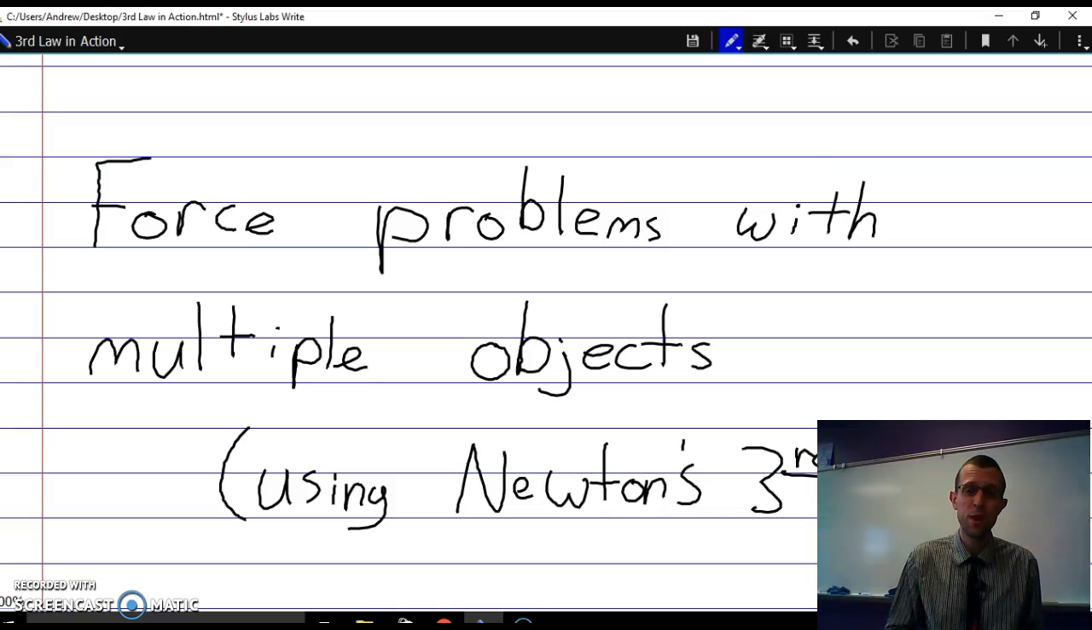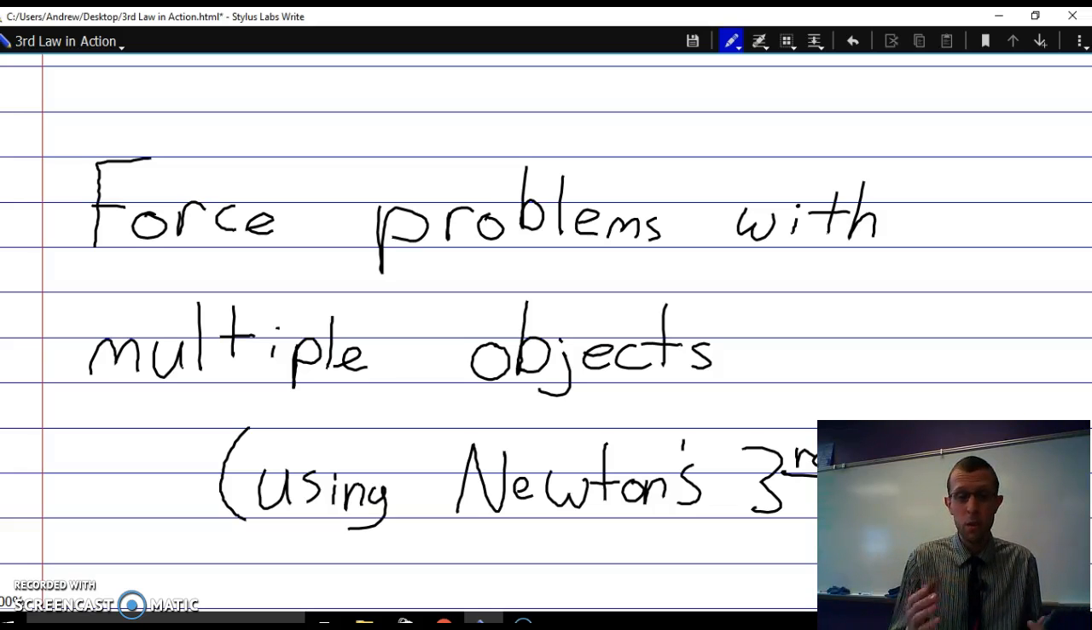Hey folks, we've been looking at forces on individual objects and how those affect the motion of the object, but we know that forces really are interactions between pairs of objects. So what if we have two objects in our problem that we have to keep track of? How do we deal with forces there, and how do we figure out the motion of those two objects that are interacting as they're moving?